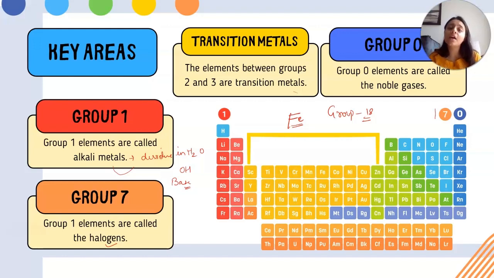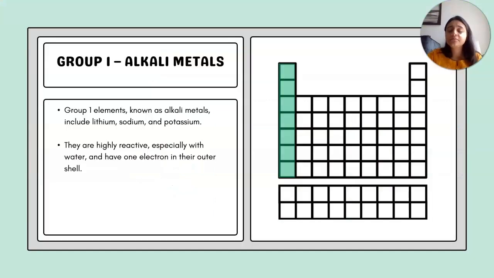That is why they are known as noble gases as well. And they come under group 0 elements, or you can say group 18. Group 0 because the electronic configuration is fulfilled.